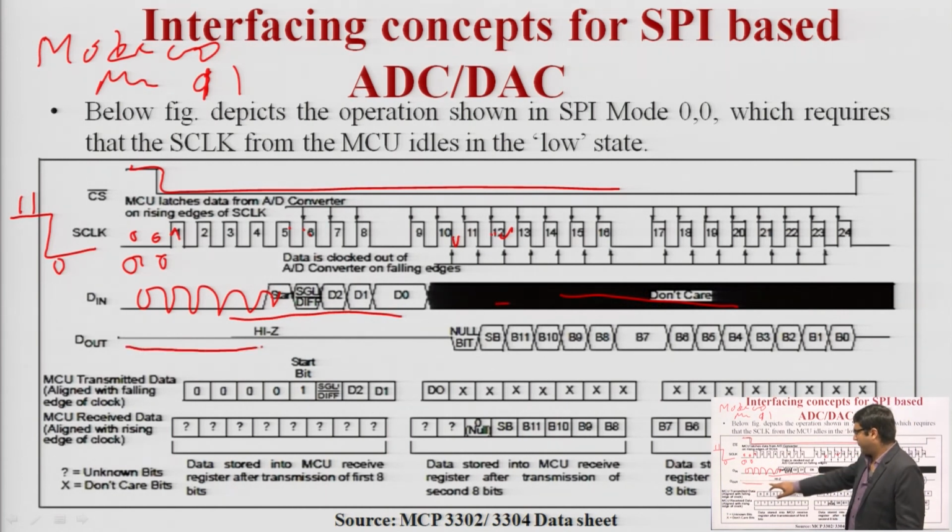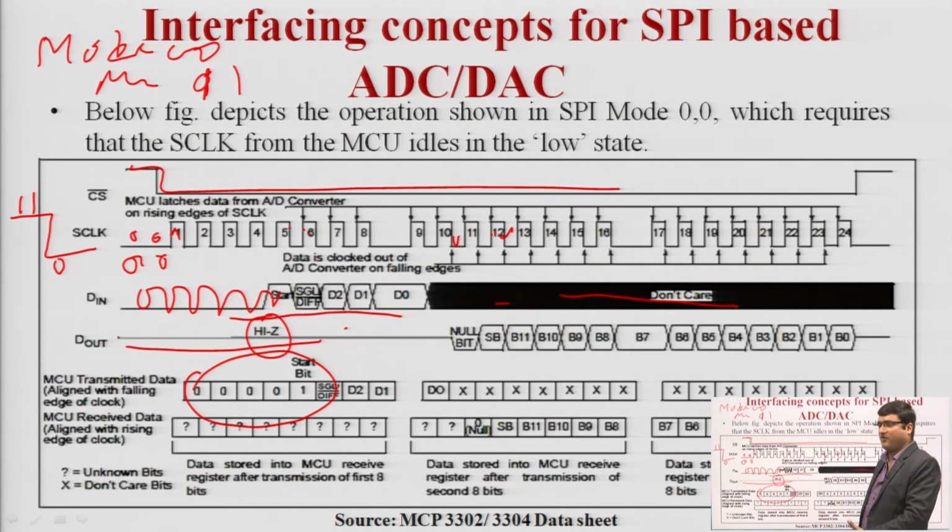Why does D out have a high impedance state here? Because during the supply of the input data, D out will remain in the high impedance state. There is no output when we are sending the data into the MCP3304. Here you can see that we are sending the leading 0s, and why we use the concept of leading 0s: to tell the processor that it is going to execute the operation from the input to the output.